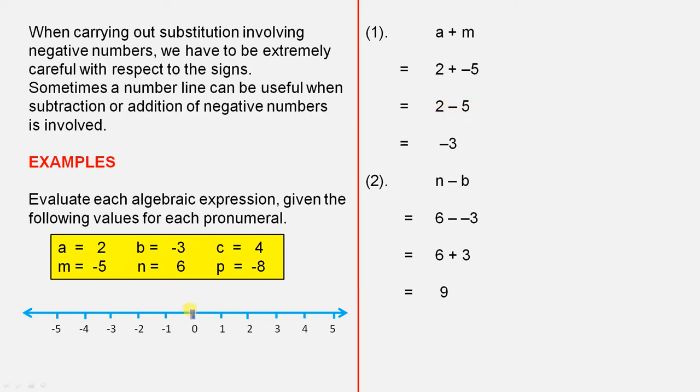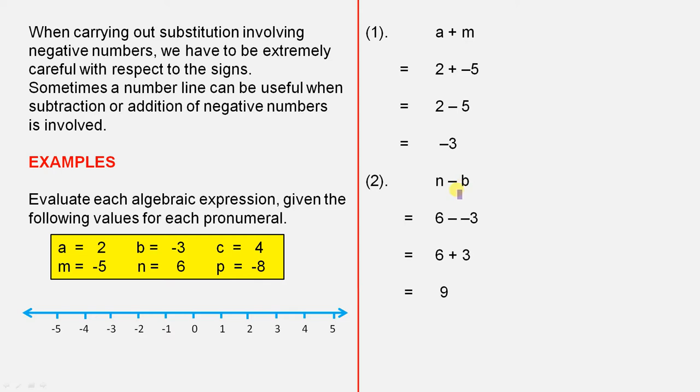Now if you wanted to use the number line, you actually put your marker on 2 and you go 5 to the left because it has minus 5. So we put the marker on 2 and we go 1, 2, 3, 4, 5. And we've landed on minus 3, so that's the answer.